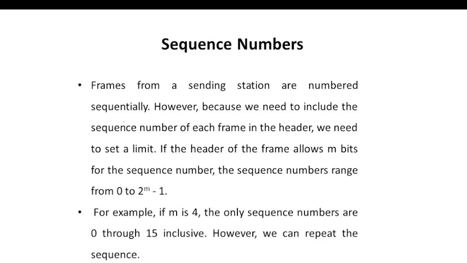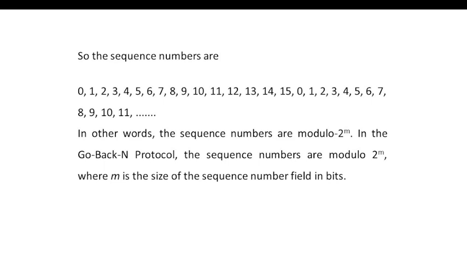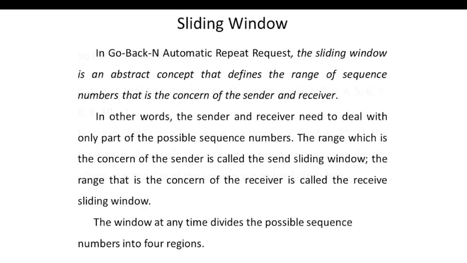However, we can repeat the sequence. So the sequence numbers are 0, 1, 2, 3, 4, 5, 6, 7, 8, 9, 10, 11, 12, 13, 14, 15, 0, 1, 2, 3, 4, 5, 6, 7, 8, 9, 10, 11, like that. That will be repeated. In other words, the sequence numbers are modulo 2 to the power m. In the Go-Back-N protocol, the sequence numbers are modulo 2 to the power m, where m is the size of the sequence number field in bits.